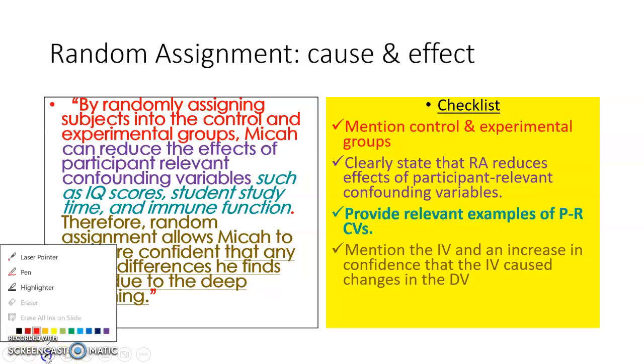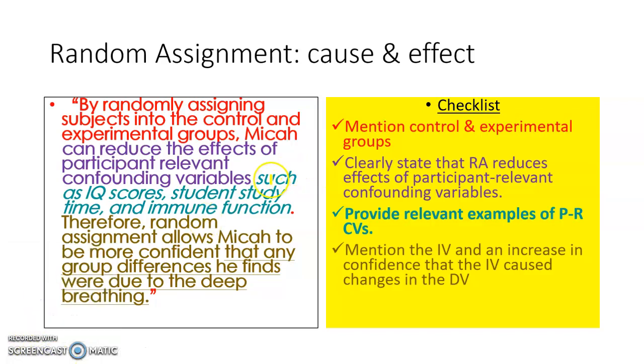The information that will likely change will be this information, because remember, IQ scores will not be a specific participant-relevant confounding variable for every study we're looking at. Sometimes age and gender can be a participant-relevant confounding variable, so it really does depend. So again, please take a moment, look through this. You can basically do some version of this for any type of question you get involving random assignment.